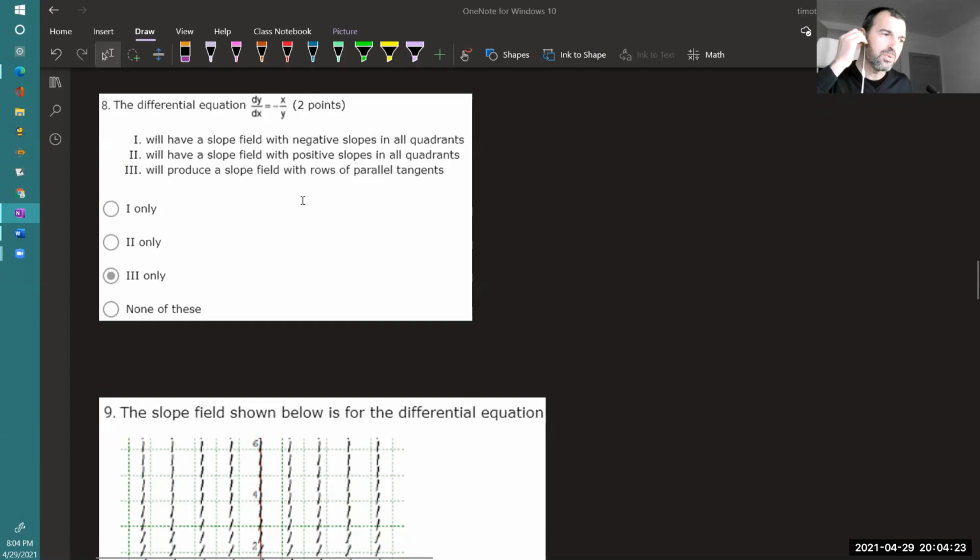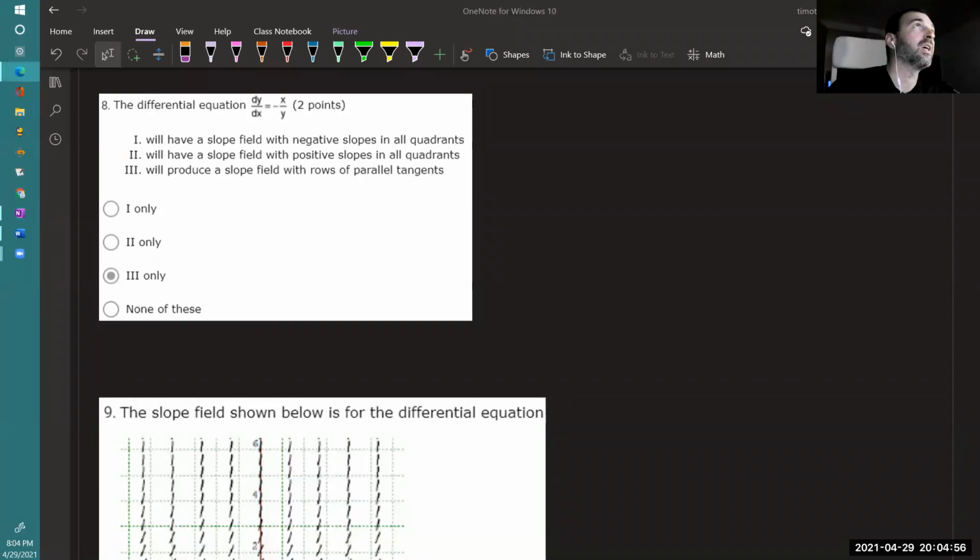Now, the thing is, the first one is actually not true. It will not have negative slopes in all quadrants. The only time it can have negative slopes in all quadrants is if the slope itself turns out to be always negative. Now, in this case, we've got a negative x over y, right? So a negative x over y, and sometimes this is going to be negative, sometimes it's going to be positive, but not all the time.